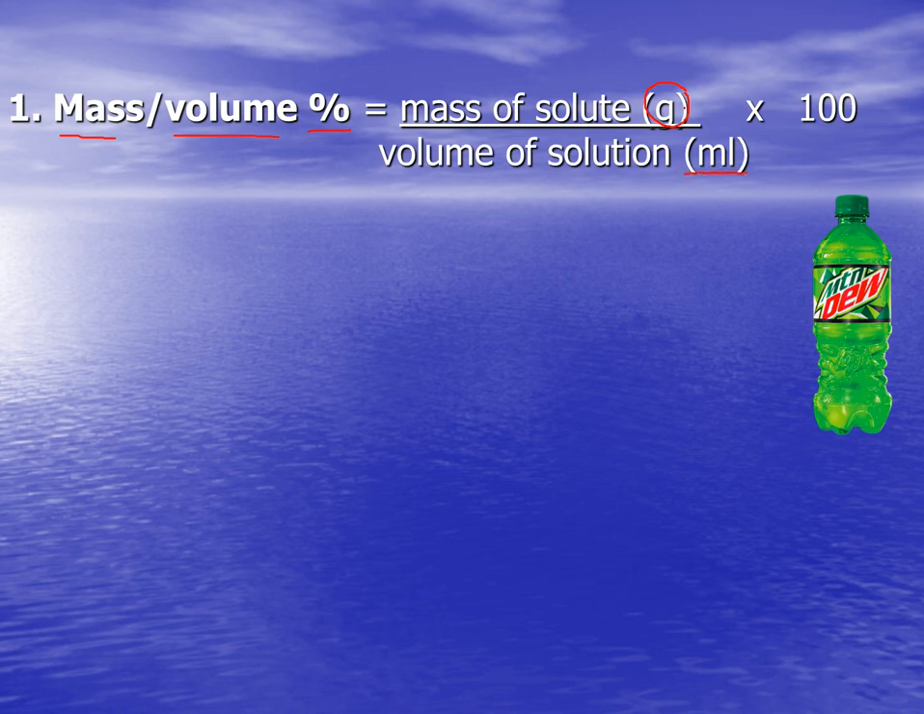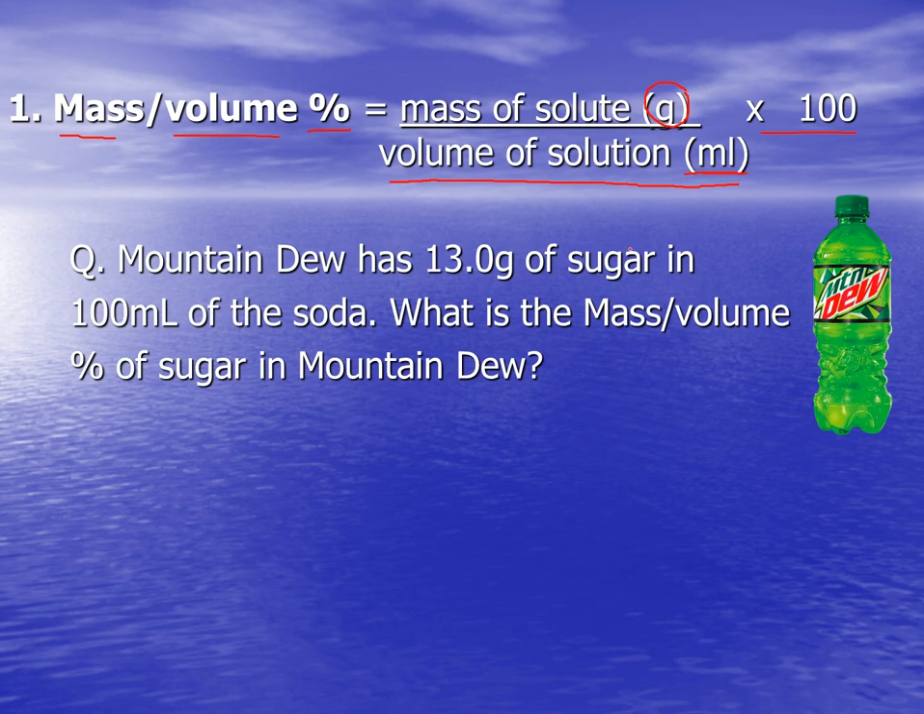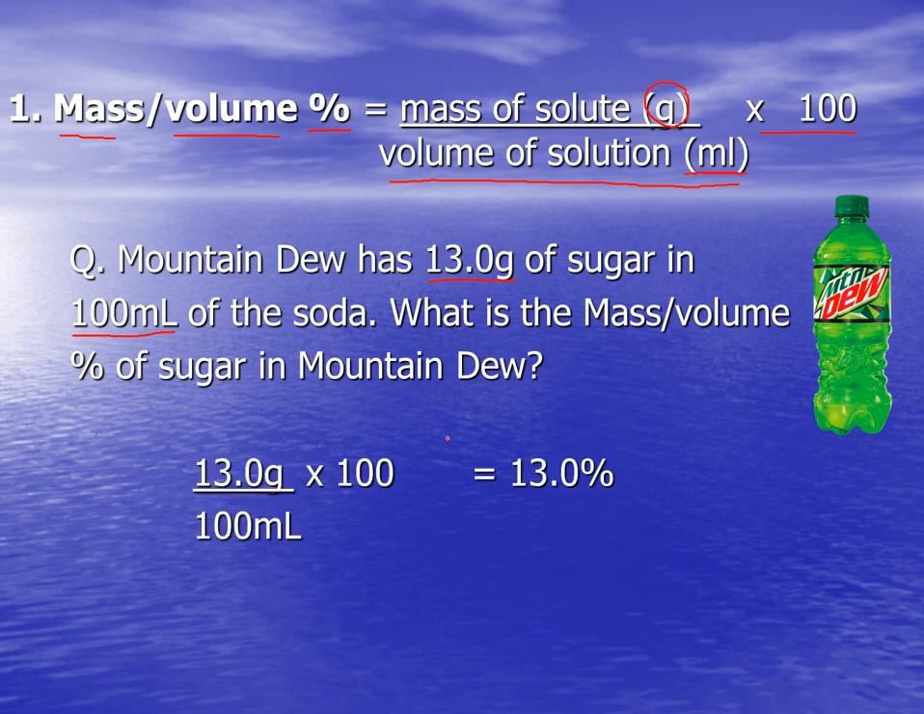So we're using those 2 units, the mass of the solute in grams divided by the volume of the solution in milliliters, the whole entire solution in milliliters. Multiply that by 100 and you have a percentage. So for example, if you had a bottle of Mountain Dew and in it there were 13 grams of sugar for every 100 milliliters of the soda, what is the mass volume percent of the sugar in this bottle of pop? Easy calculation, mass 13 grams divided by 100 milliliters.